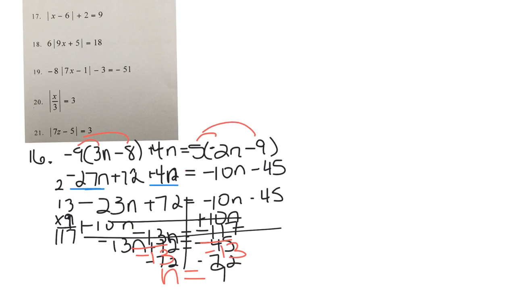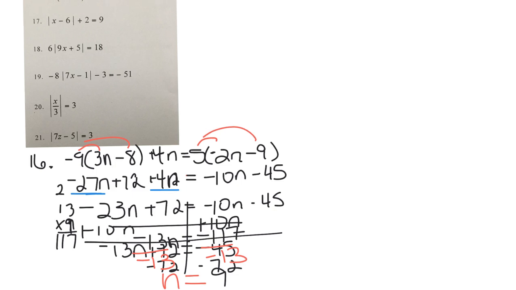So now we're looking at some absolute value equations, remembering that absolute value is always equal to a positive. If the absolute value by itself is not equal to a positive, it's no solution. And that the number inside can equal both the positive and the negative of what it's equal to. So number 17 is the absolute value of x minus 6 plus 2 equals 9.